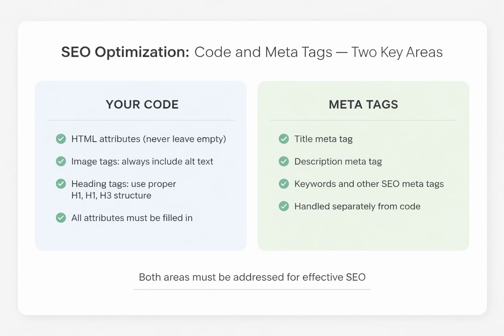On the code side, the key rule is simple: never leave any attribute empty. For example, if you have an image tag, you must always include the alt text attribute. Similarly, heading tags, your H1, H2, H3, need to be used correctly and meaningfully. Every attribute in your HTML should be filled in with relevant content. Leaving attributes blank is a missed SEO opportunity.